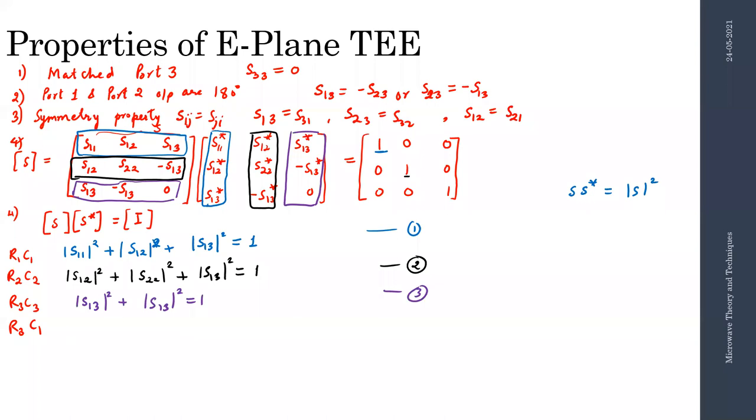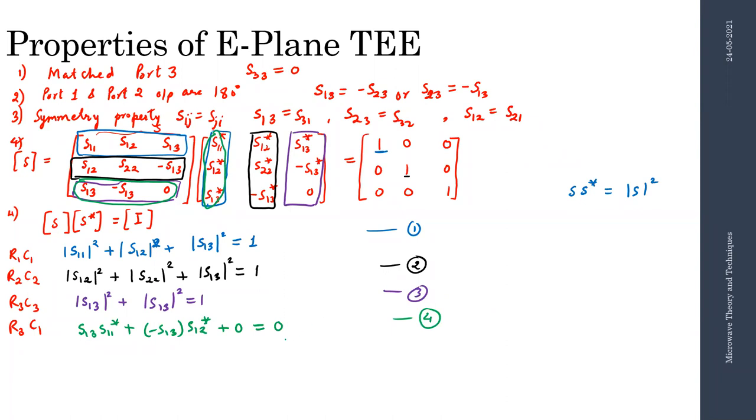R3C1. So what is R3C1? R3 is this, and C1 is this. So do the multiplication. So this is S13, and this is S11 conjugate plus, now you cannot write mod because it is not the same, so this is minus S13 and next is S12 conjugate plus 0 equal to what? It is equal to 0.